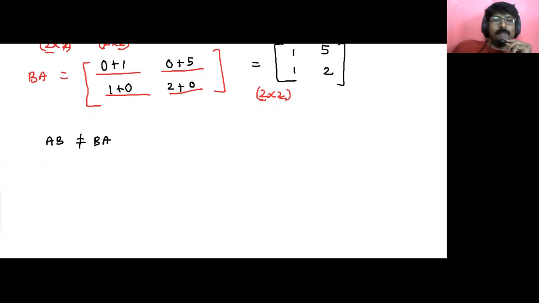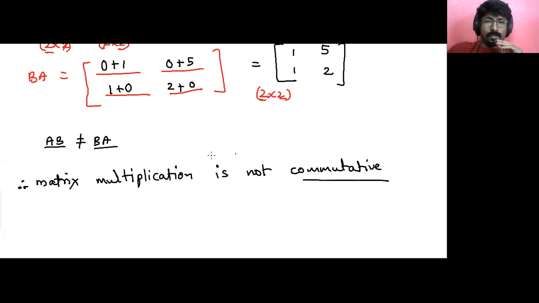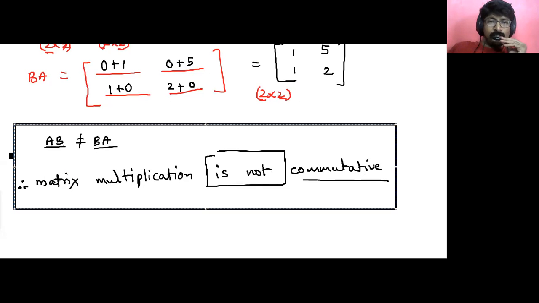Therefore we say matrix multiplication is not commutative. It's a very important result, guys, what we proved over here. AB is not same as BA. That is called commutative. It is not commutative. Will you remember this? This is very, very important. Please box this sentence. It's very important, guys. Okay. Matrix multiplication is not commutative.